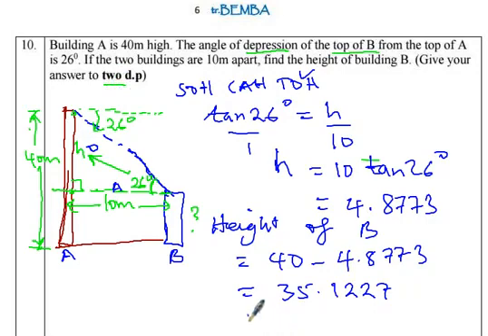No, remember we are supposed to give our final answer to 2 decimal places. So I have 35 point 1, 2. The next number is a 2, so I just round it down. So that means I have 35.12 meters. And that is now our final answer.